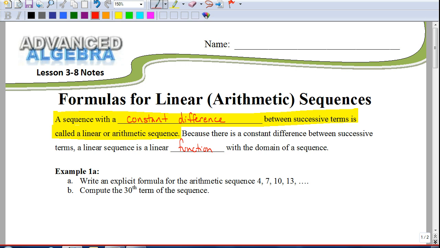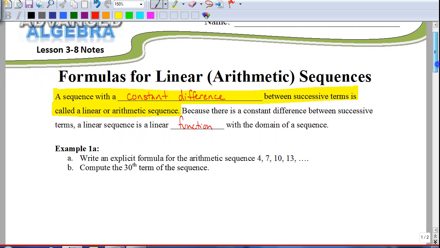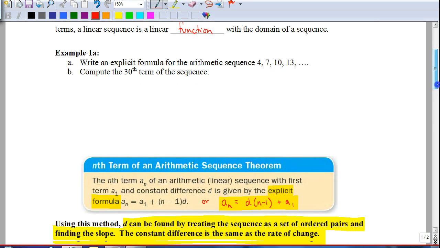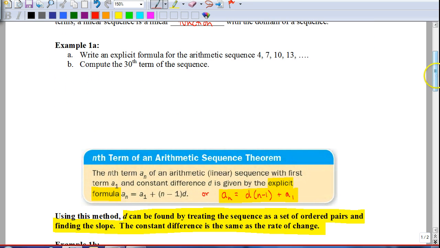Now, anytime we have a sequence that has a constant difference, it means we're constantly increasing or constantly decreasing by the same amount, we would say it's an arithmetic sequence. And because we're constantly increasing by the same amount, we can look at these as being linear functions. So they're going to be straight lines. So first off, to see if it's a linear function, you always want to look to see if you're constantly increasing or decreasing by the same amount.